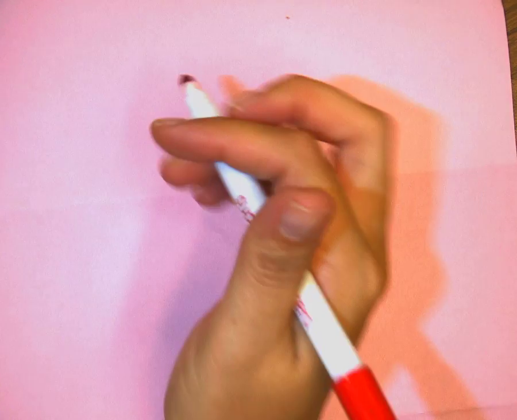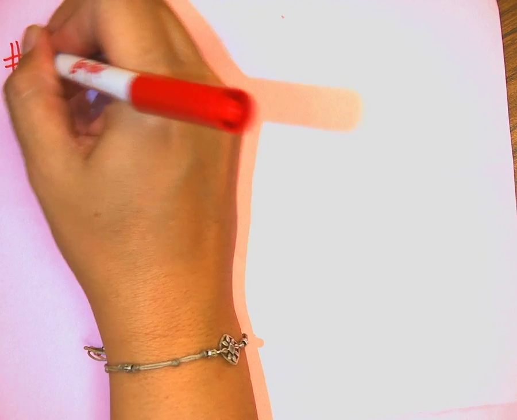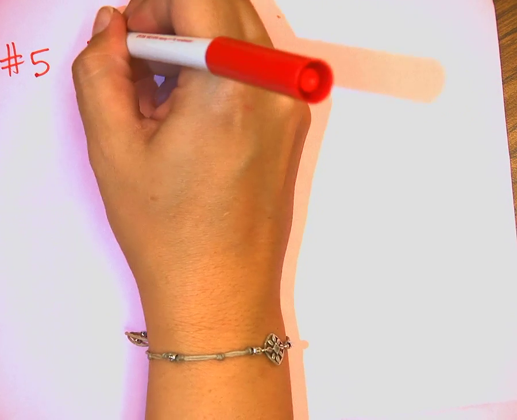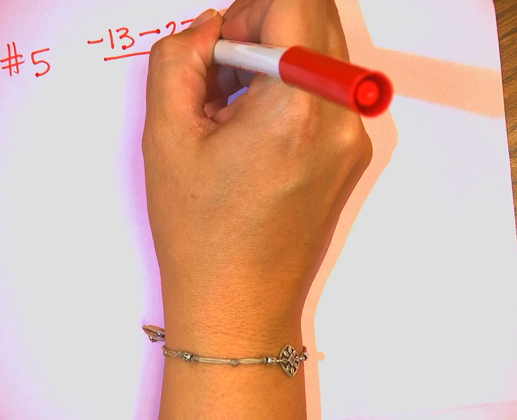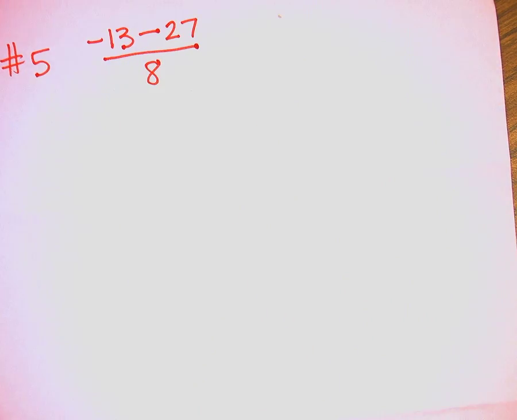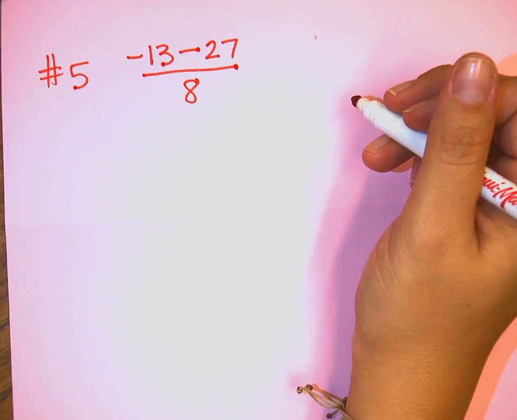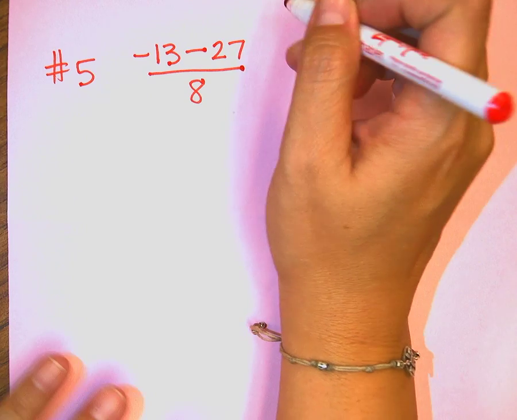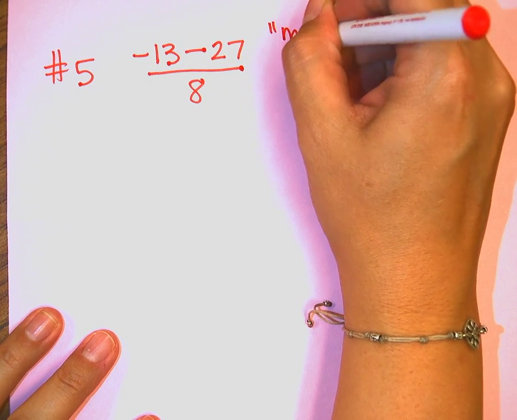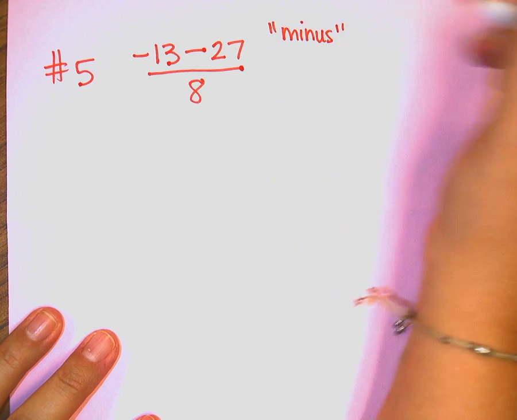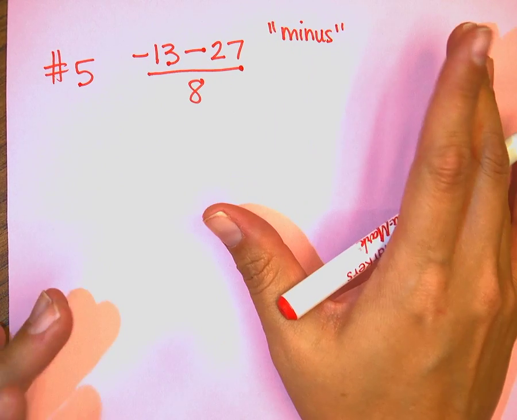Okay, today we're looking at number 5 in the textbook, and it's written -13 minus 27 divided by 8. And so this is a multi-step question. First thing I would ask is, when you say this out loud, do you hear the word minus? And if you do hear the word minus, then there's going to be 3 different things you may think of.